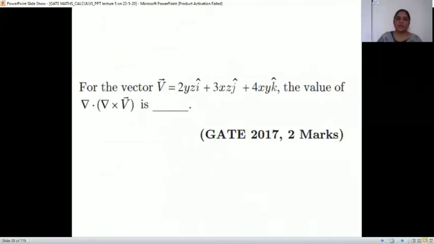Next. Okay, this is open for you. Just tell me the answer. This is asked in GATE 2017 for 2 marks. Anyone can solve and tell me the answer. Del dot del cross V bar.